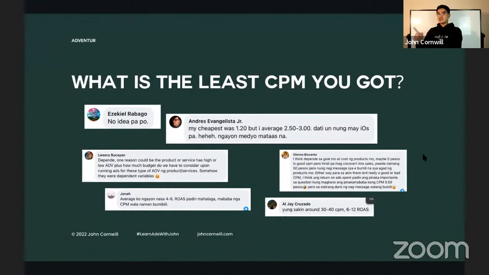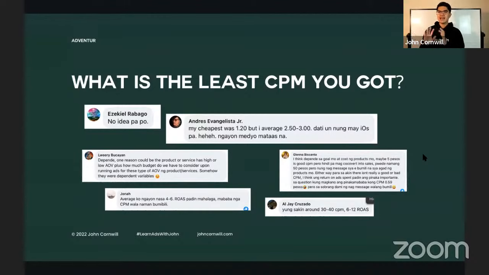I asked you, I think this was yesterday, in our Facebook group, the Ad Society group, what's the least CPM you got? When I say CPM, that's the cost per message, right? Some of you said no idea, but some of you gave numbers, like 1.20, and average is 2.5 to 3, back when there was still iOS. Well, I don't know what Andres means here, but maybe that was pertaining to the iOS issue.